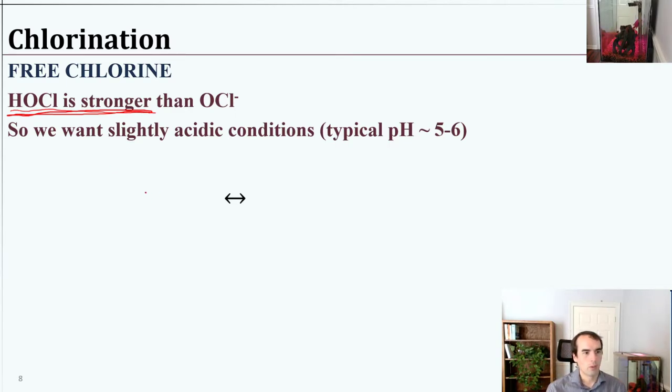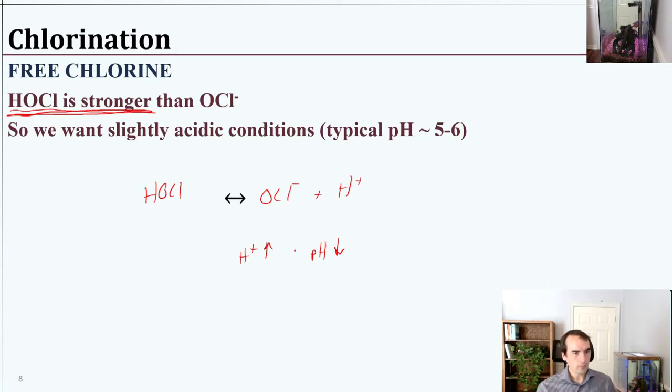Because we remember that we have HOCl in equilibrium with OCl minus and H plus. So this H plus here really tells us that the amount of acid, the amount of H plus in the water is going to control how much is in one side or the other. So if we add acid, if we are doing pH down, meaning H plus up, remember that's kind of like an inverse type relationship there. So if that's the case, it's pushing more that way, because as we add here, it's pushing that system left.